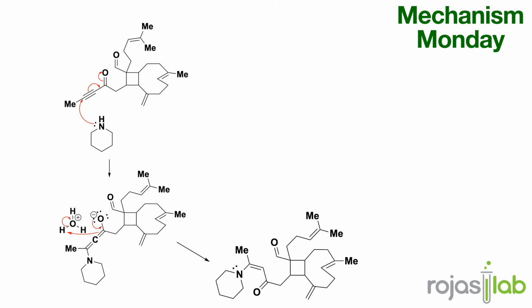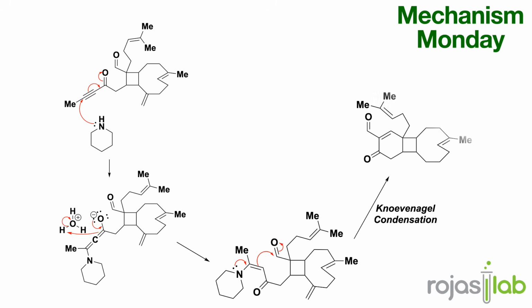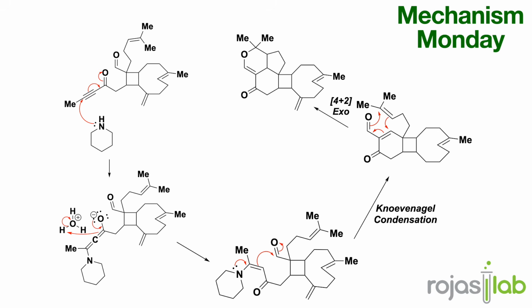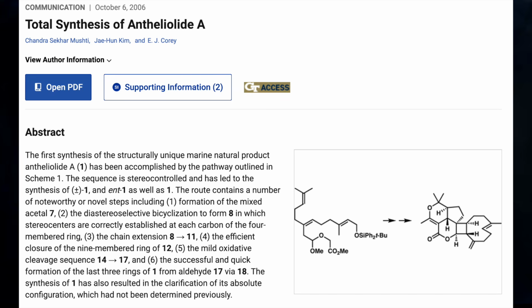And from here, we can do a named reaction. This is called the Knoevenagel condensation, where the nitrogen electrons will shift down, allowing for a flow of electrons to occur that give us that second cyclic system. And from here, we're actually only one step away, where all we need to do is a 4+2 exo type of reaction. And this cycloaddition reaction serves to give us the rest of our product. And this product that was made is actually a marine natural product known as antheliolide A.